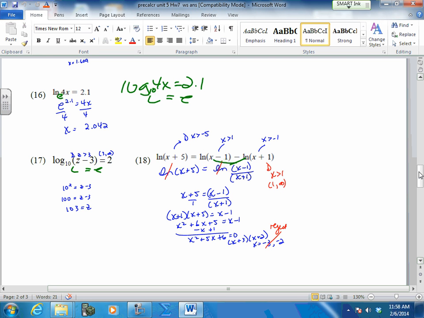Questions? Is -2 rejected too? -2, let me see. If we put -2 in here, yep, they're both rejected. It can never be a negative, right? Can never be a negative. So therefore we have no solution, right? And see what our domain told us? Our domain told us it had to be greater than 1. So these aren't. So we have to say no solution.